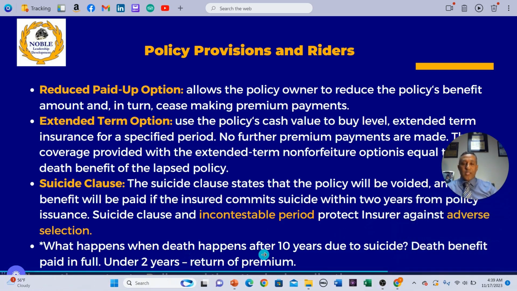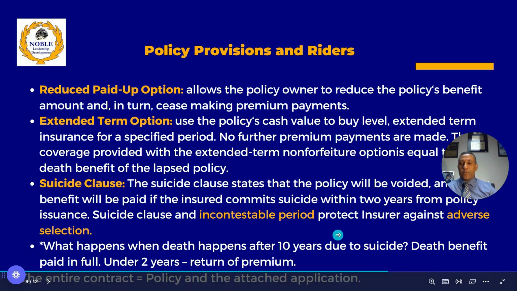What happens when suicide happens after 10 years? Death benefit will be paid. After 3 years, death benefit will be paid. If it's under 2 years, it's only a return of premium.